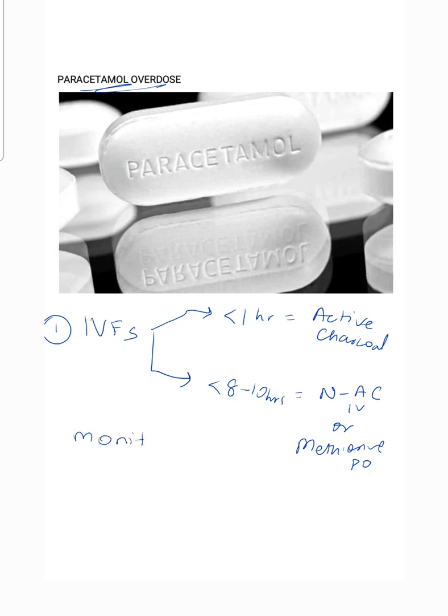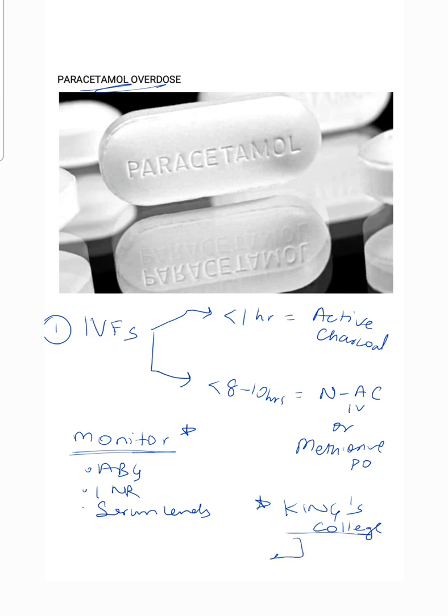The patient must be closely monitored, and a variety of tests like ABG, INR, and paracetamol serum levels are done to monitor the condition. There is something called King's College criteria, which helps in determining the degree of liver destruction and if the patient requires a liver transplant.